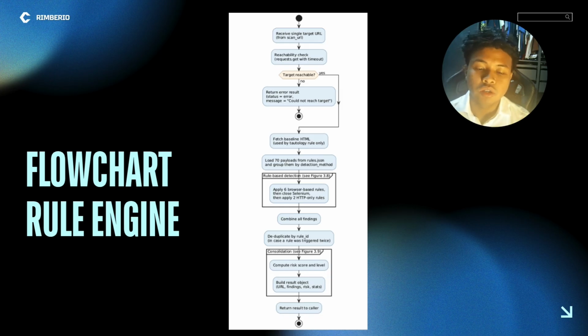Then it loads all the safety payloads from the rules configuration files and groups them by detection method. So the engine then applies the six browser-based rules using Selenium, which include the three cross-site scripting rules and three of the SQL injection rules that need browser interaction. After those complete, Selenium is closed and then the remaining two HTTP-only rules, Boolean blind and time blind, are applied. So all findings are then combined, deduplicated by rule ID, and passed to the consolidation phase.